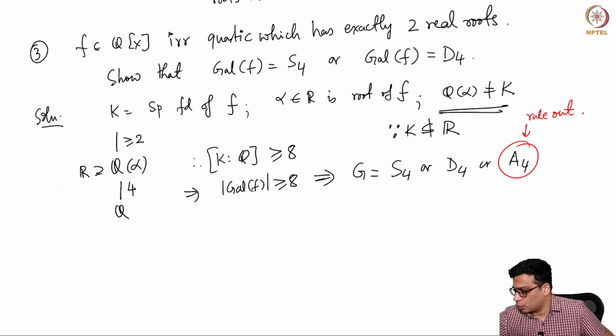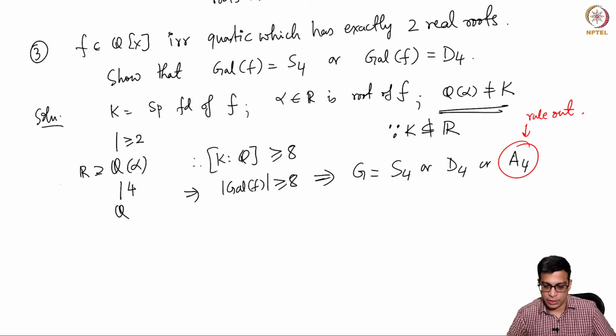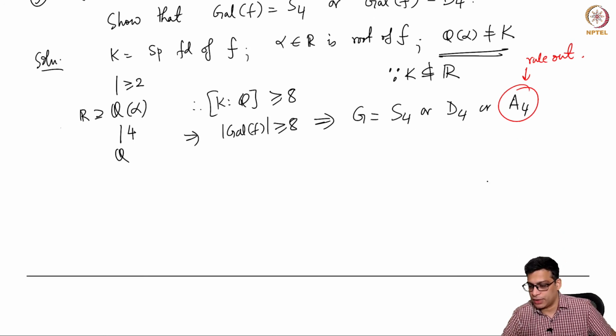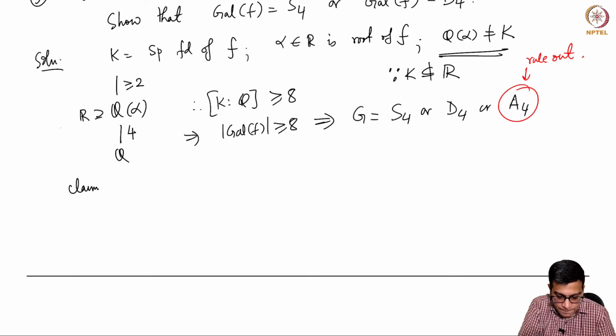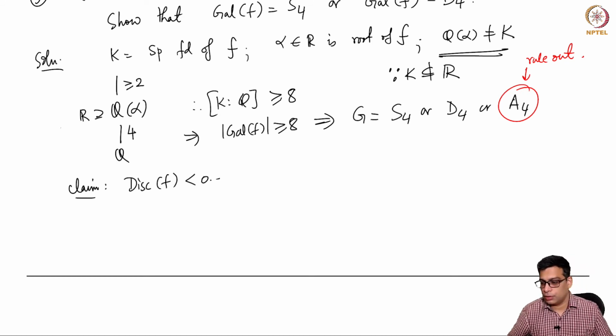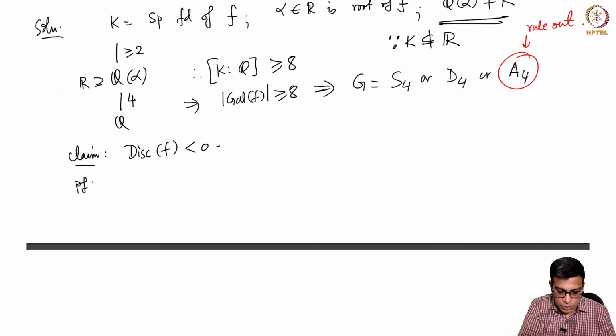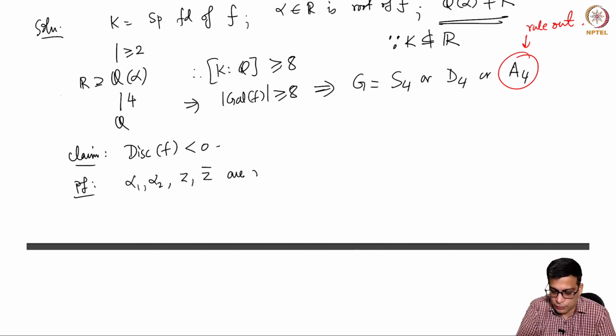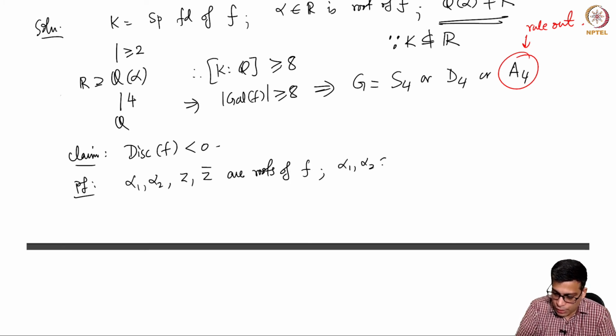How do we rule out A4? Remember, A4 happens when the discriminant is a square. This happens when the discriminant is not a square. So now I claim that the discriminant of F is negative. Then it cannot be a square. And this is an easy statement. So let's say the roots are alpha 1, alpha 2, z and z bar, with alpha 1, alpha 2 in R and z not in R.